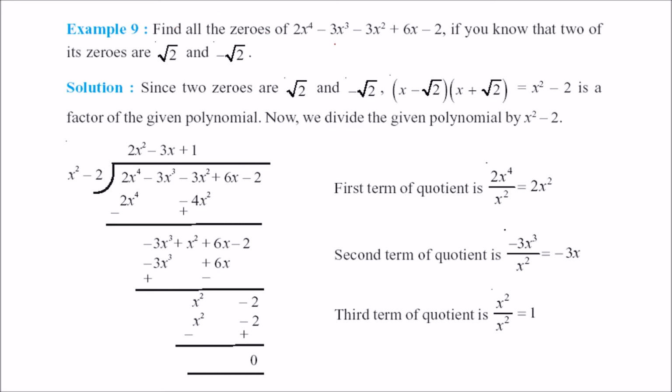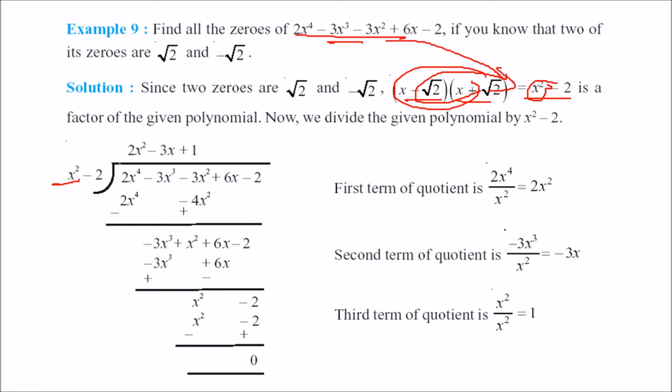Find all the zeros of this equation or this expression if you know that two of its zeros are root 2 and minus root 2. So you know by now that x minus root 2 and x plus root 2 are the factors. Multiply them, x square minus 2. And if these two are factors, to find other factors, you need to divide this expression by this expression. So let us divide.